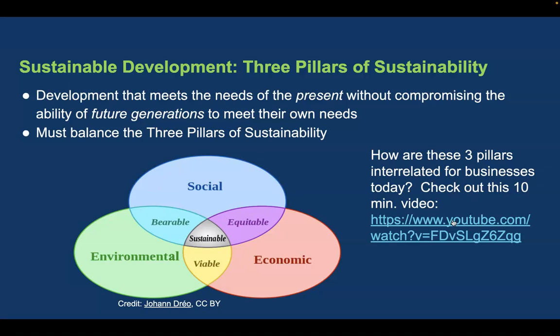And this development needs to meet the needs of the present without compromising the ability of future generations to meet their own needs, right? And then we talked about that as being kind of the definition for sustainability. And for businesses today to meet this kind of goal of sustainability, they must balance these three pillars of sustainability.